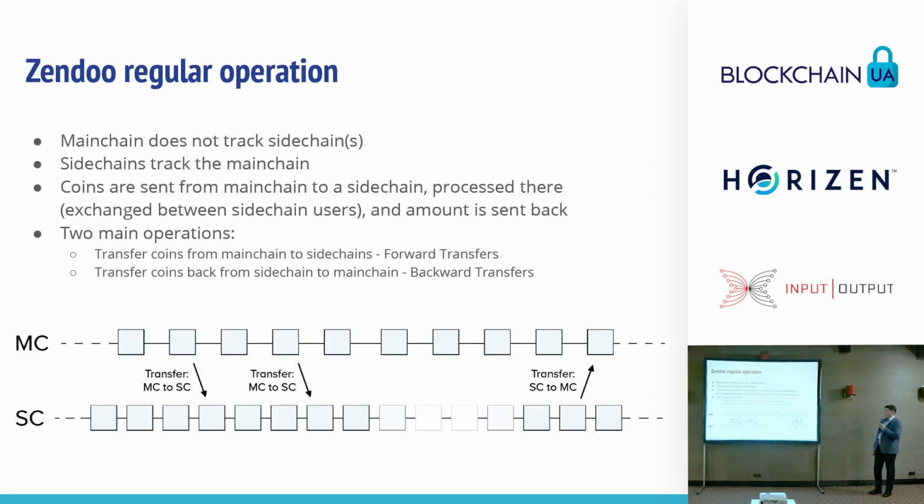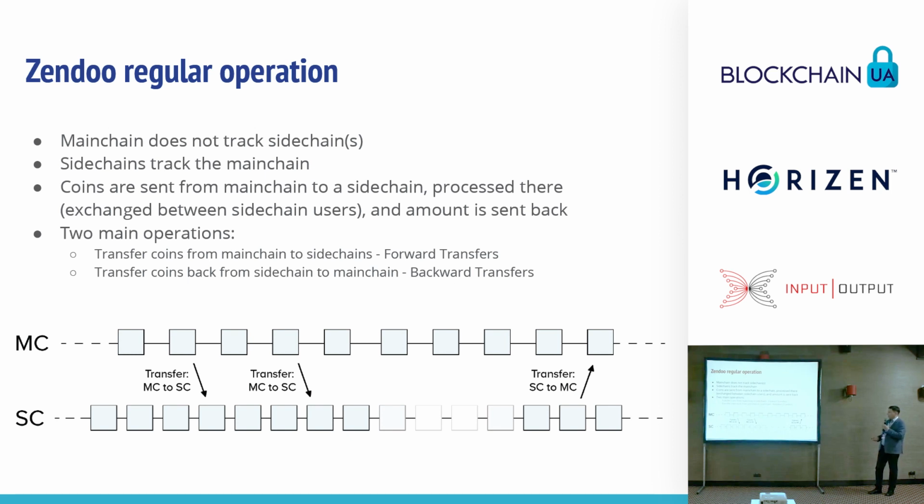Okay, so if we look at regular operation, when an attacker doesn't have a majority or enough power resources to take control over the sidechain, what do we have here? The mainchain doesn't track sidechains at all. The sidechain must track the mainchain. Coins are sent from the mainchain to a sidechain, processed in the sidechain, or exchanged within the sidechain, and some amount is sent back. So we have two operations, forward transfers and backward transfers.